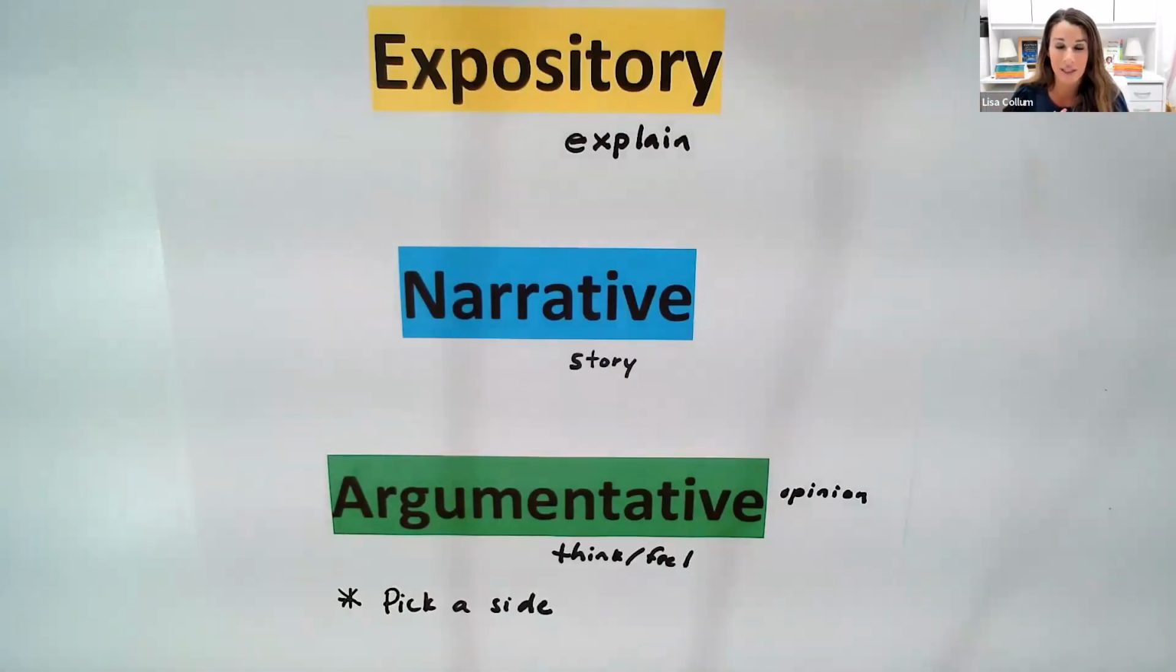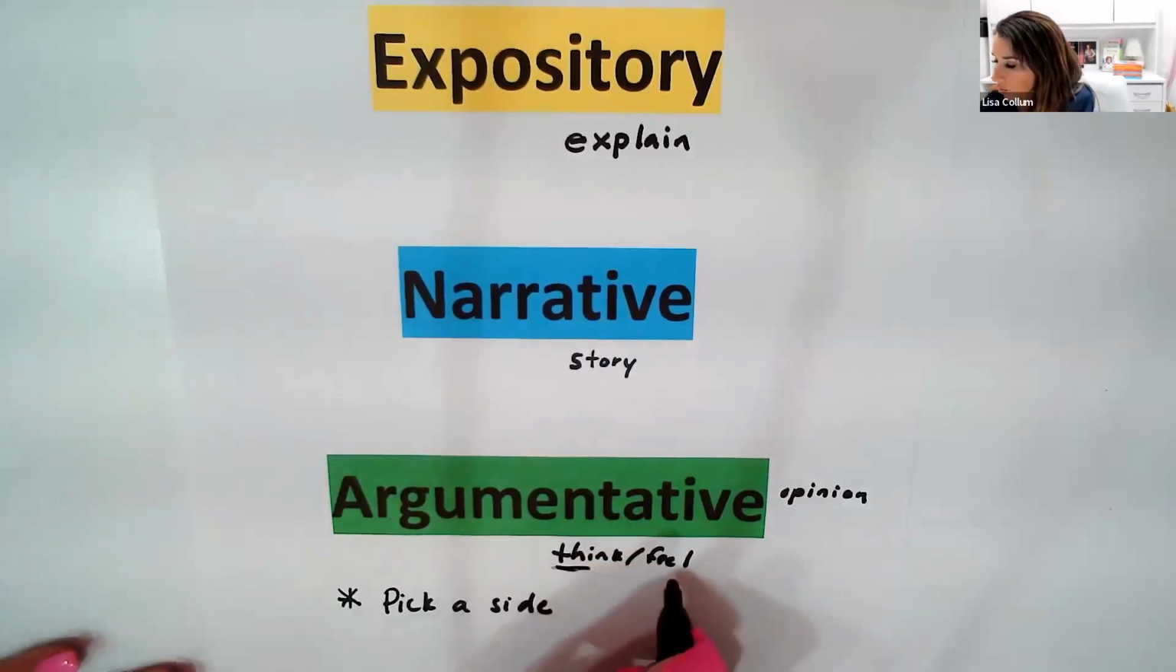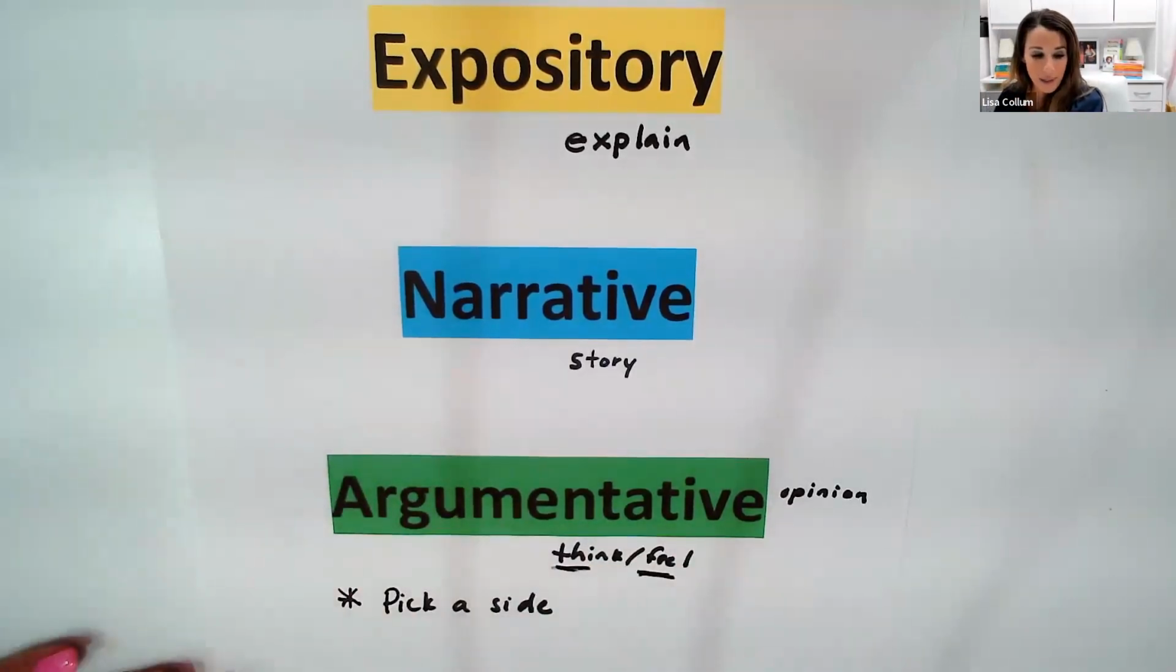Or it might say something like, write an opinion essay about whether or not students should be able to bring snacks to school, right? So you would have to pick the side of, yes, I think students should be able to bring snacks to school, or no, I don't think students should be able to bring snacks to school. And whatever side you choose, you would write your essay about that. So you're telling how you think or feel about a topic.